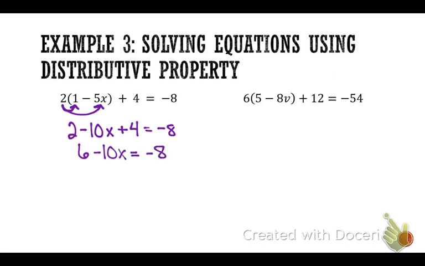All right, and now I'm kind of on the home stretch at this point. Now I can just keep solving. Remember, guys, we move the number not connected to the variable first. So how do I get 6 to cancel to the other side? How could I get it to cancel to the other side? Anybody remember? Minus 6. Yeah, minus 6 both sides. And then we have negative 10x equals negative 14.